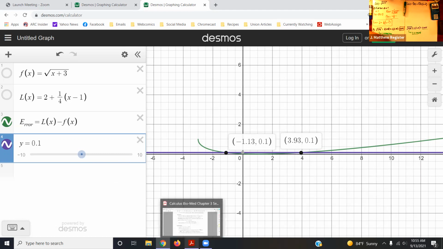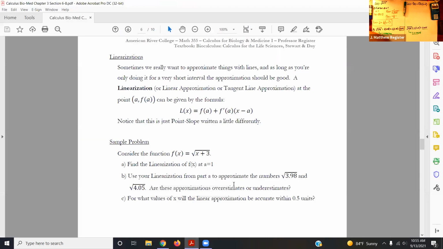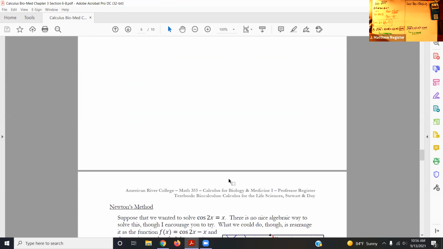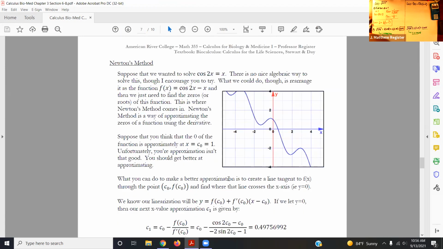Cool. And so that's the idea behind linearizations. Linearization is really just a way of approximating a curve using a line. And that's all that it is. That said, we do have a few applications for it. The first one is Newton's method.